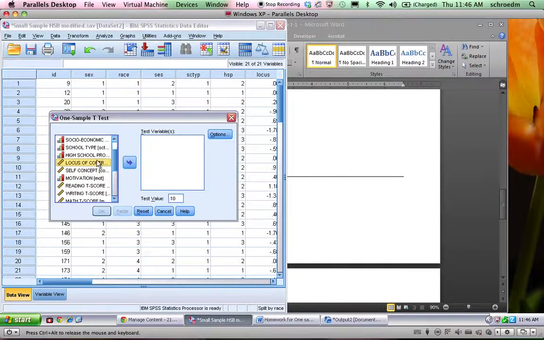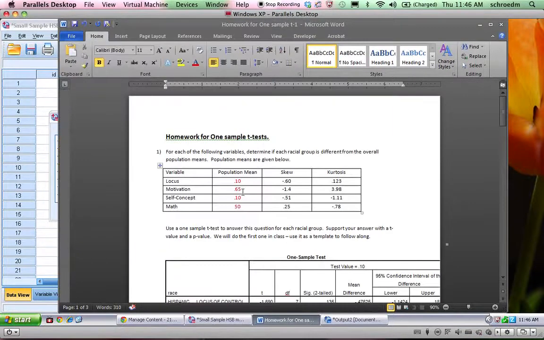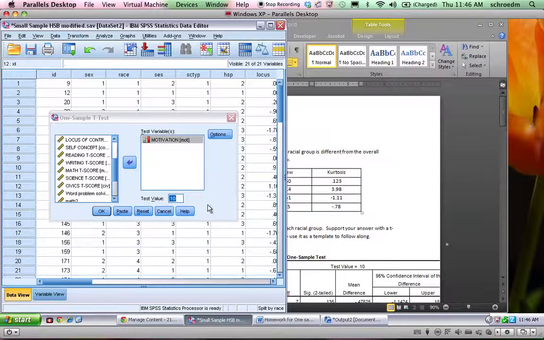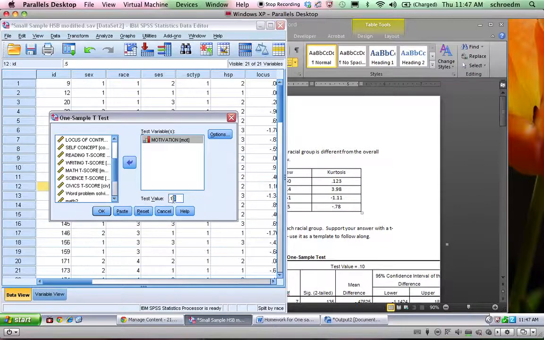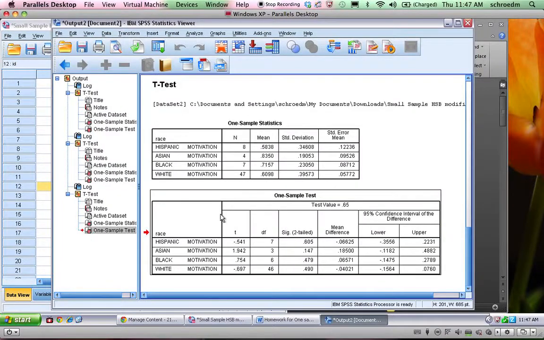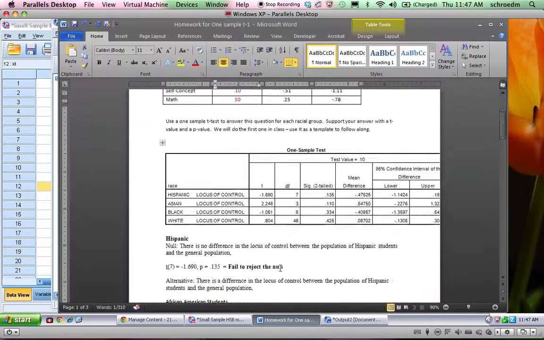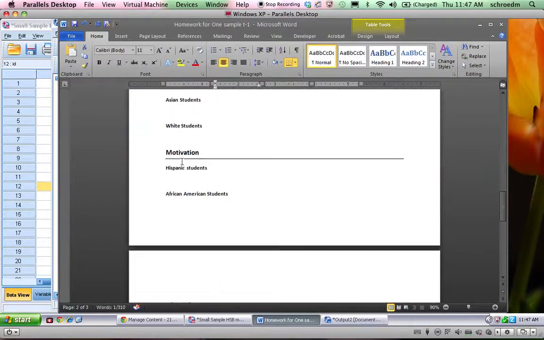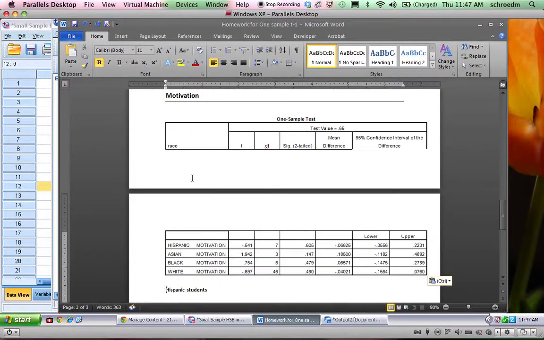Now if I want to analyze motivation, the one thing that I have to make sure I change is this test value. And if you look at this sheet, the population mean that I gave you for motivation is 0.65. So I have to make sure I put 0.65 in this window. Click OK, and now I get my new motivation variables. And I can paste that in and do my write-ups.